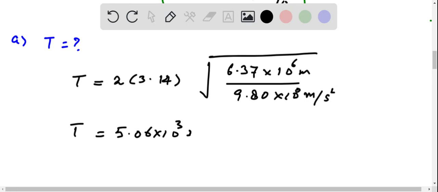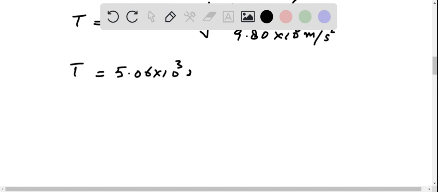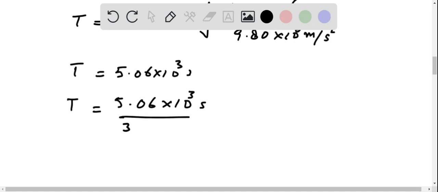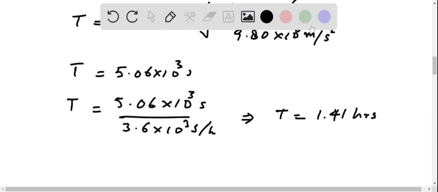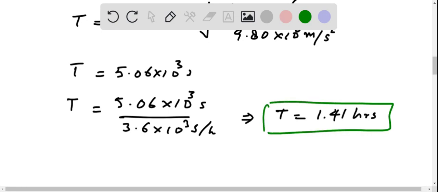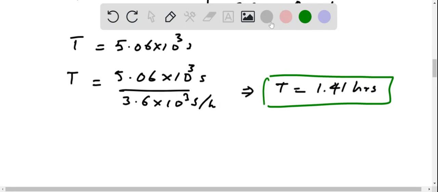Or this can be written as T equals 5.06 multiplied by 10 to the power 3 seconds divided by 3.6 multiplied by 10 to the power 3 seconds per hour. So from here T equals 1.41 hours. So this is the period of the oscillations of the particle which is inside the hypothetical hole.